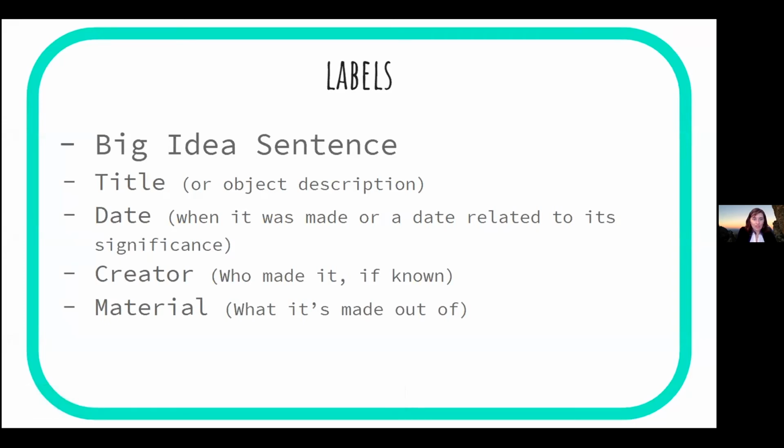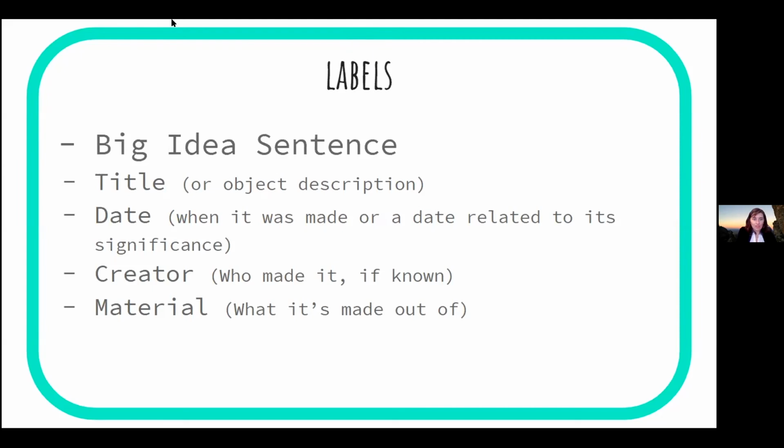So when we display an object, when we have an object label, we always want to make sure that we have our big idea sentence first, but we also want to include information about the object. So, for example, if the object has a title, like this book is called The Daring Book for Girls, I would want to make sure that I make the title of my object The Daring Book for Girls. But if it's something like my bracelet, it doesn't have a title, it's not a piece of art, it's not a book. We can just call it bracelet. It doesn't have to be my bracelet, it's just a bracelet.